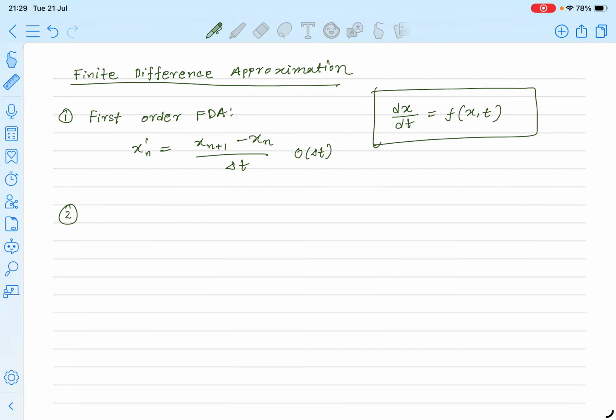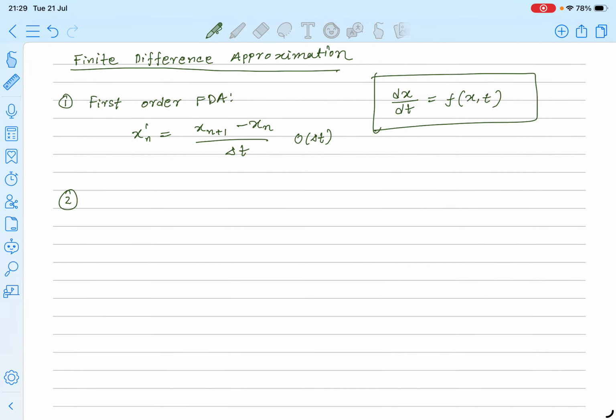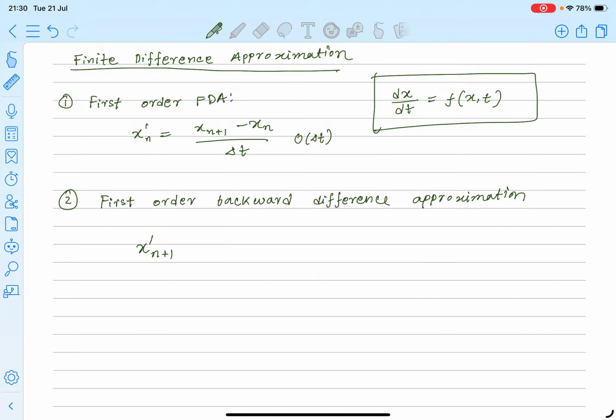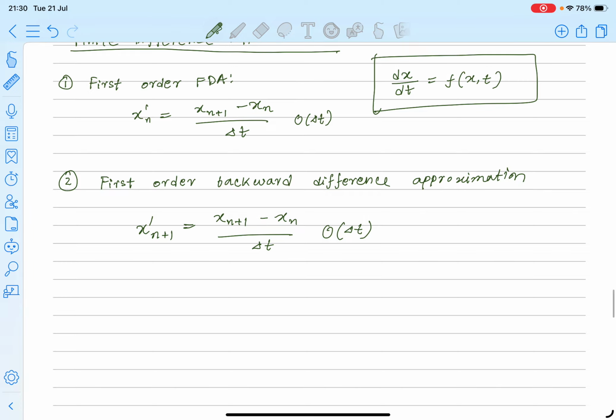The second approximation method I am concerned with is the first order backward difference approximation. The formula for this is x'_{n+1}, the derivative, equals (x_{n+1} minus x_n) by delta t. This is also first order. I will discuss why this is first order.